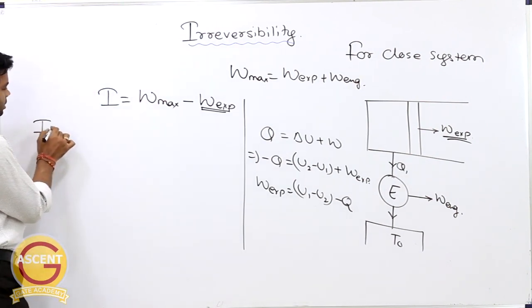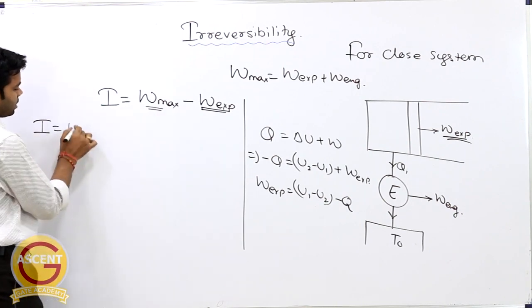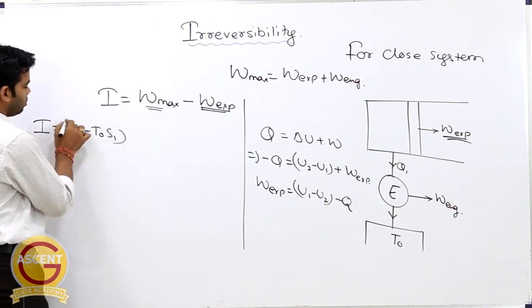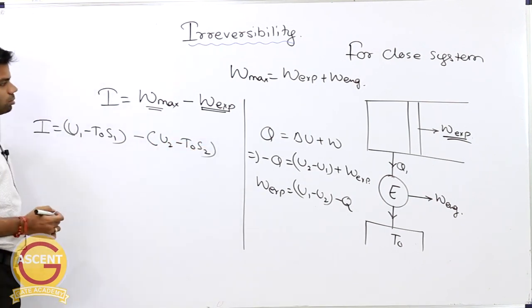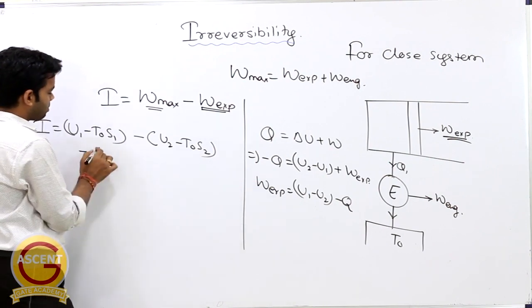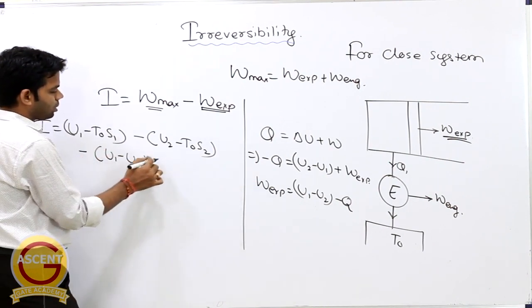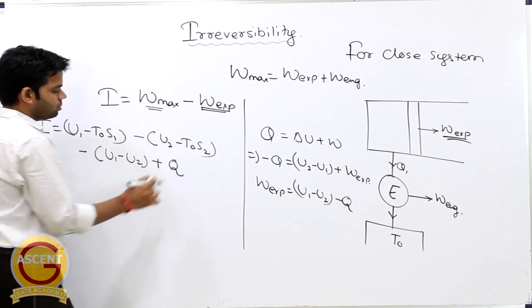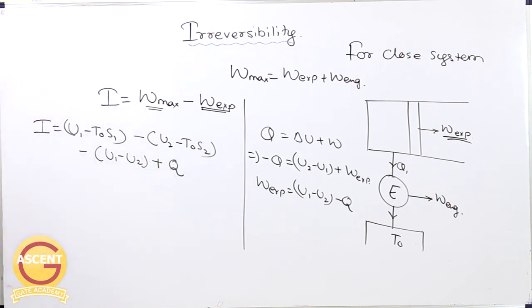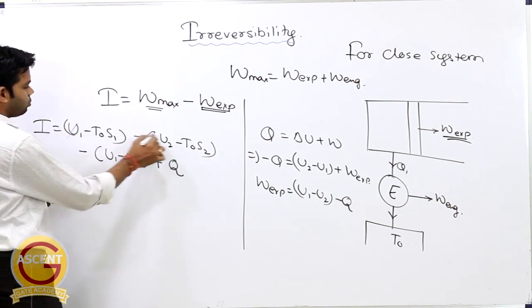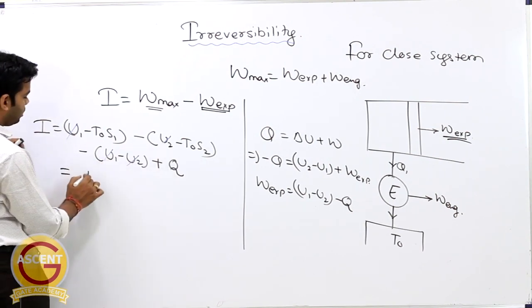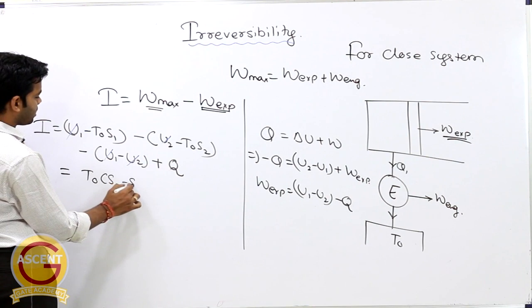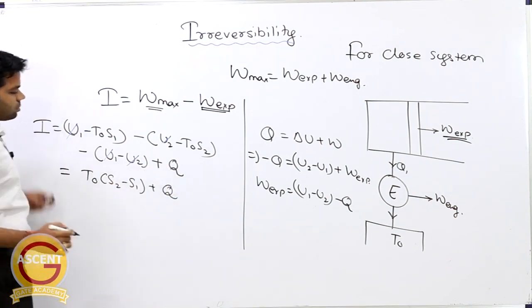So, this total irreversibility will be equal to W max, as we have seen, is U1 minus T naught S1, okay, minus U2 minus T naught S2. This was W max minus W expansion. So, this W expansion will be equal to U1 minus U2, okay, minus Q. Clear or not? Okay. Now, this U1 minus U2 and this U1 minus U2 will be cancelled out, and finally we will get what? This will be equal to T naught into S2 minus S1 plus Q. Getting this or not? Okay.